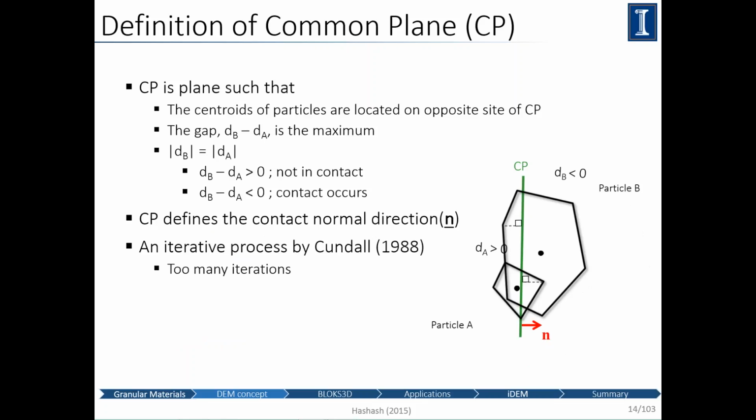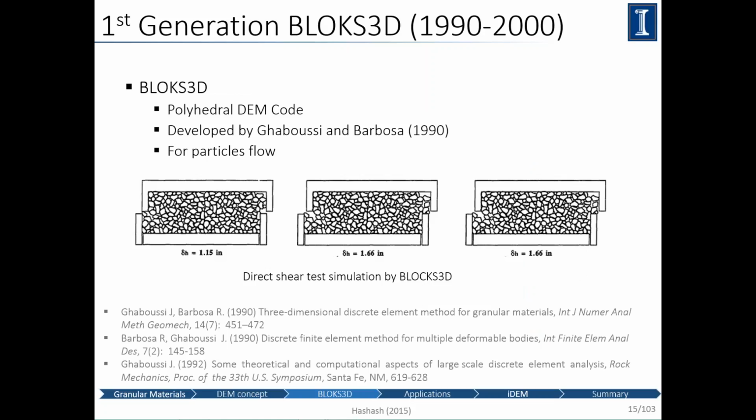Nevertheless, when Cundall introduced this technique, it was iterative. That is, you had to iterate many times, do a search for many planes before you find that plane that bisects the space between two particles. And what we did is we introduced our own techniques for that.